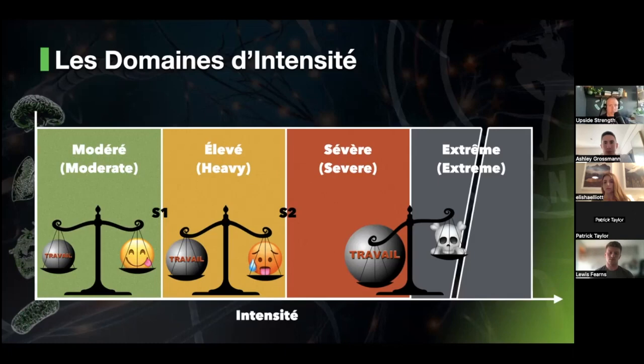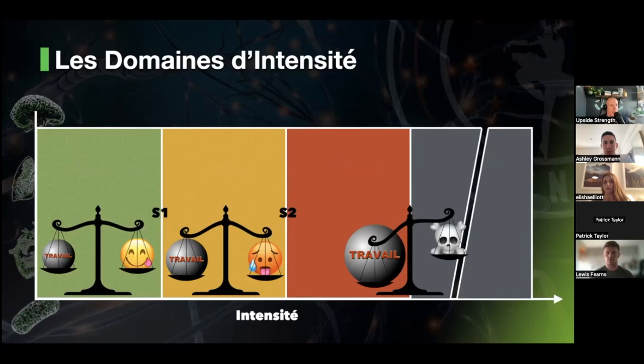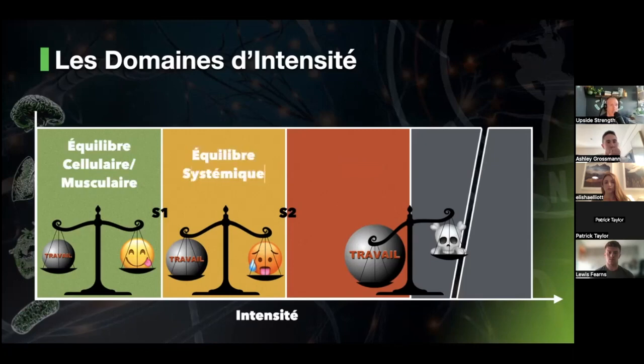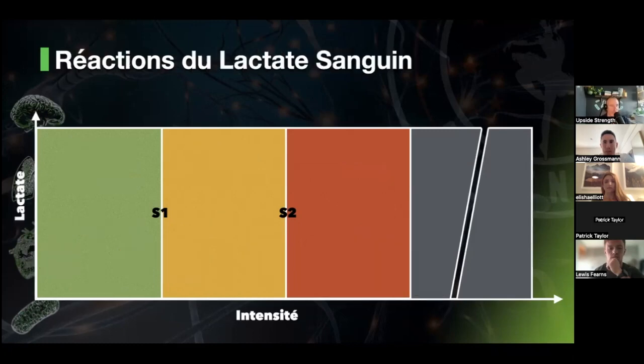Those are really important distinctions to understand. Like I said, you have a cellular or even muscular equilibrium or balance in the moderate domain. You're going to have a systemic equilibrium in the heavy domain, and you're going to have a loss of systemic, or a loss of metabolic, steady state above that second threshold. Are you guys still with me at this point? If we have to spend a few more minutes on this, it's fine. This is very, very important. If you understand this intensity spectrum and distribution, you've understood 60% of conditioning, period.